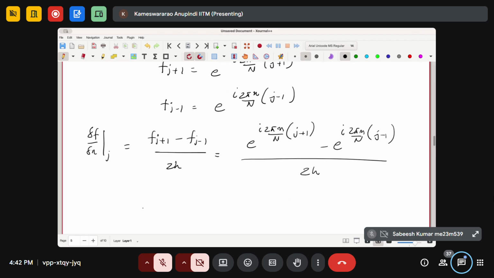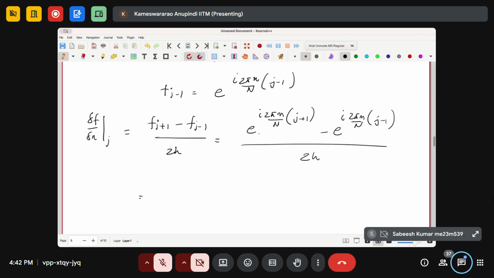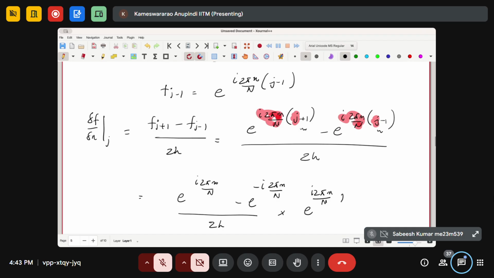Okay. Then in both these functions, e to the power i 2 pi n times j is common, right? I have 2 pi n j here, 2 pi n j here, which I can take out. Then I end up with e to the power i 2 pi little n by capital N, because I have plus 1 here and then I have minus 1 here. We'll have minus e to the power minus i 2 pi n by capital N because of this minus 1, divided by 2h, times, for both functions, the common e to the power i 2 pi n by capital N times j that we have taken out.